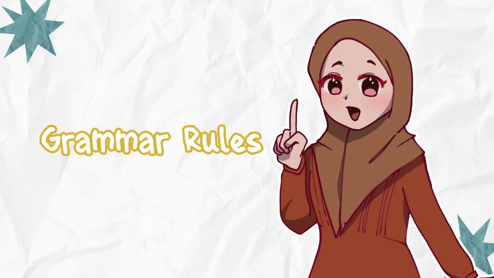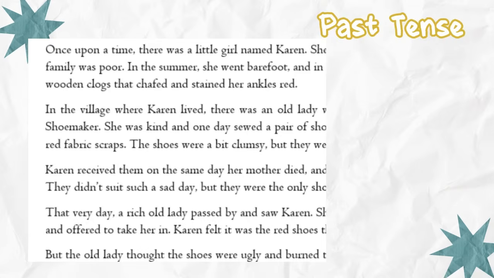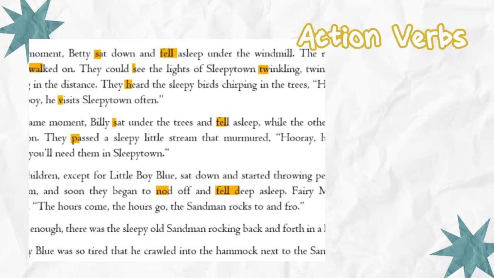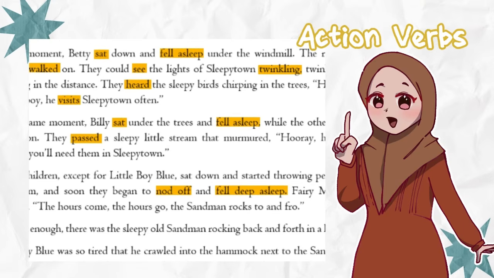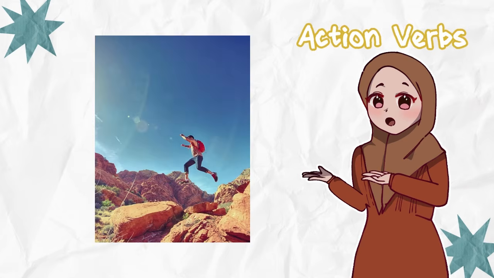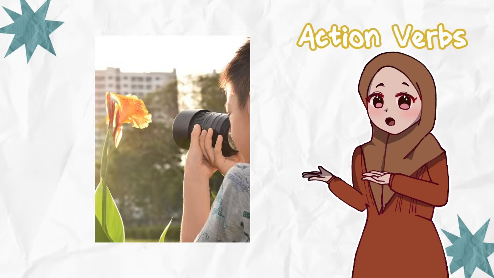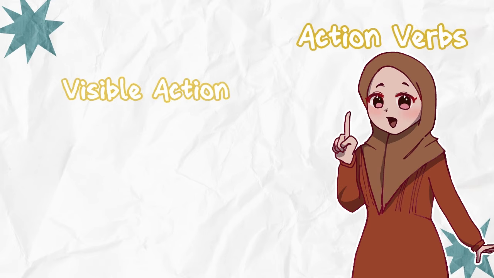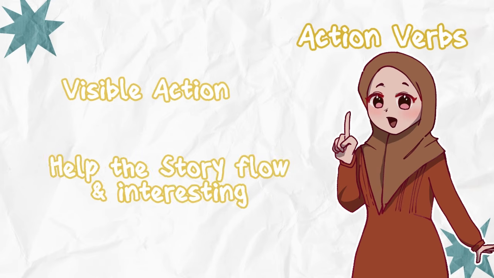Alright, let's talk about how narrative texts actually work from a grammar perspective. First up is past tense. I mean, you're telling a story about something that already happened, right? Next, action verbs. These are the verbs that show what characters actually do, like ran, jumped, built, discovered, physical action people can see. Action verbs make the story move forward and keep things interesting.